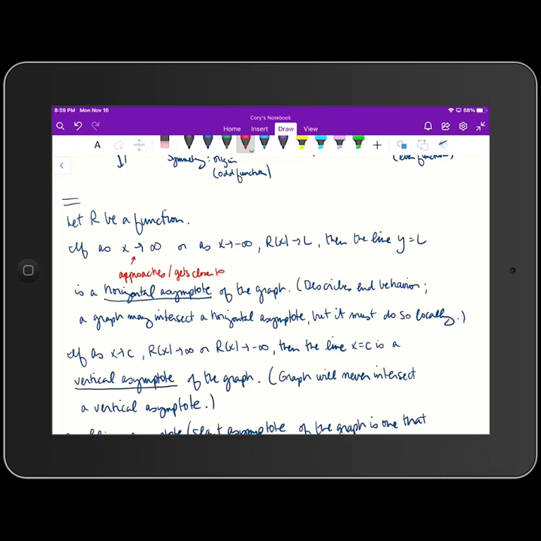Now, your graph may intersect a horizontal asymptote, but it must do so locally. When we say it must do so locally, that means it has to be in the vicinity of, or in the neighborhood of, the origin. So it's not going to cross a horizontal asymptote as your x values go to infinity or as your x values go to negative infinity.